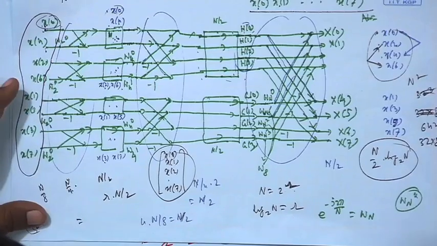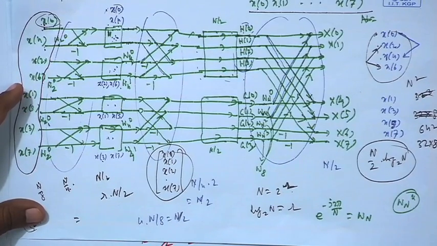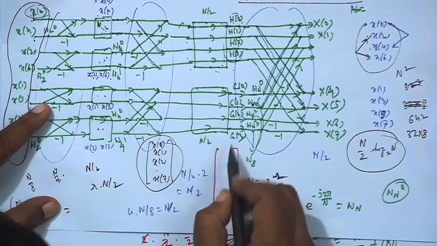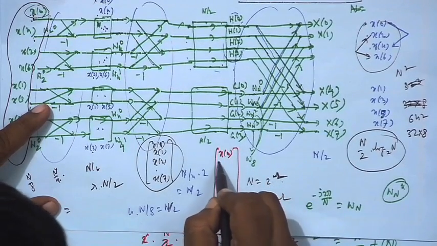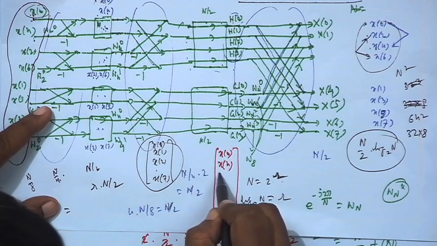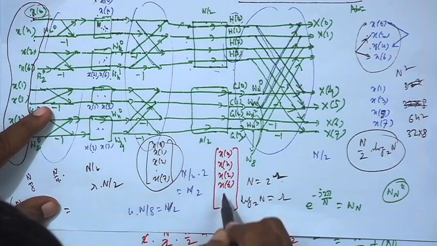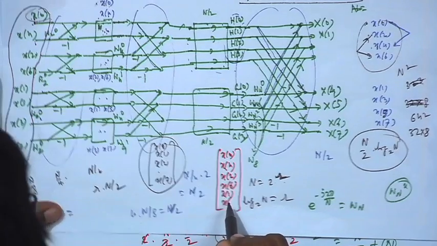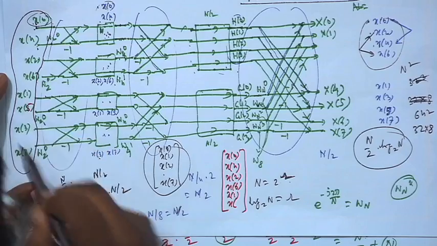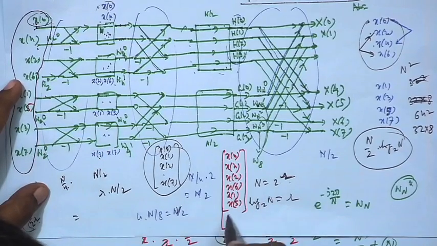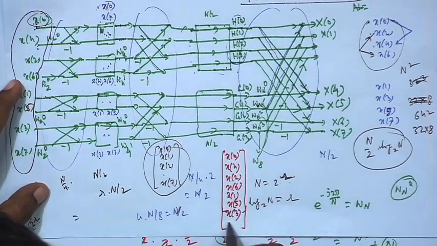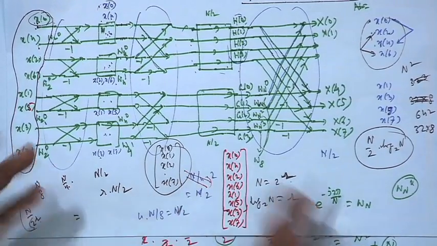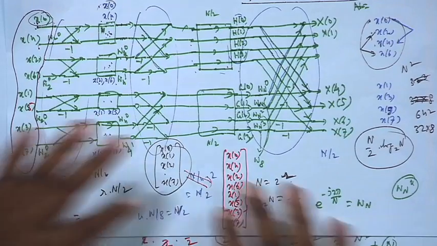This is different, I am writing here only. This is x0, then x4, then x2, then x6, then x1, then x3. It cannot be 3, it is 5, x5, then x3, x7. So, the whole order has got disrupted. So, the question is, what is this new order?